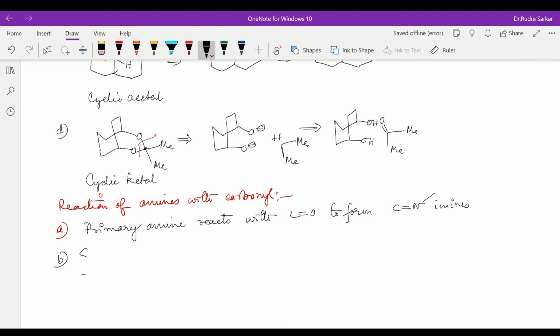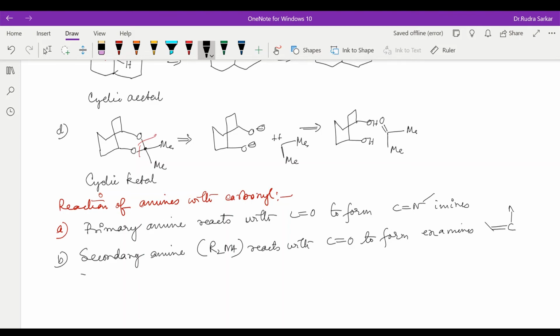Point B, secondary amines, which are R2NH, react with C double bond O to form enamines, which are basically these kind of molecules.